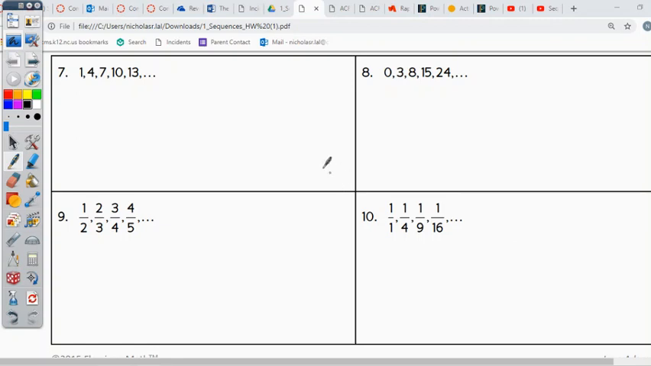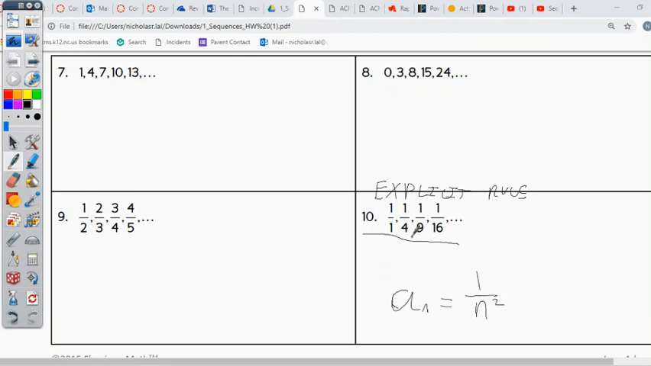All right. So let's start with 10. Remember, our goal is to find the nth term, so we need to find the explicit rule for the sequence. We need to find the explicit rule. All right, and Landon's right. So the explicit rule here is a_n is equal to 1 over n squared.